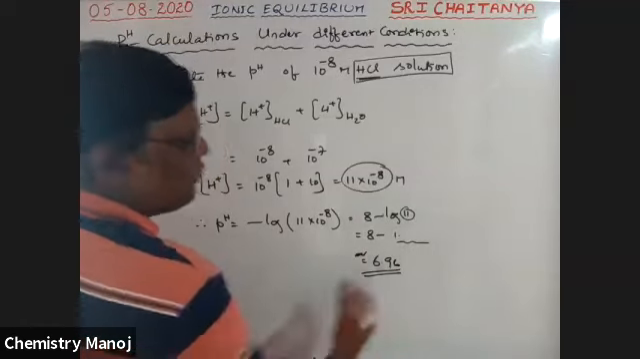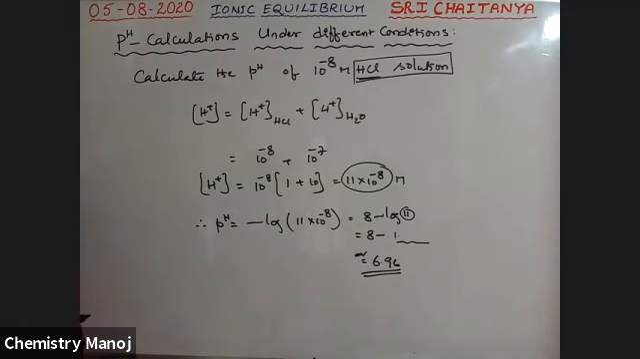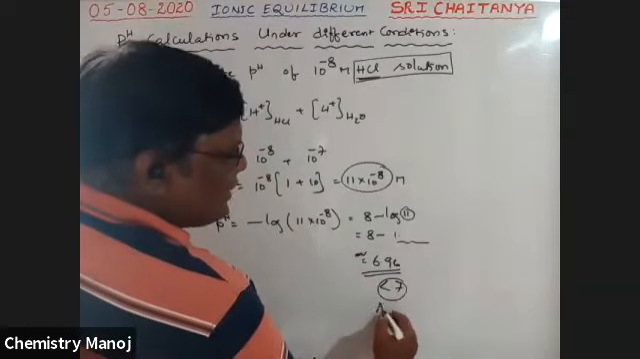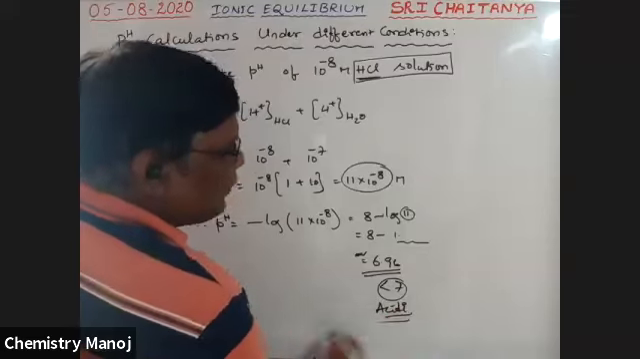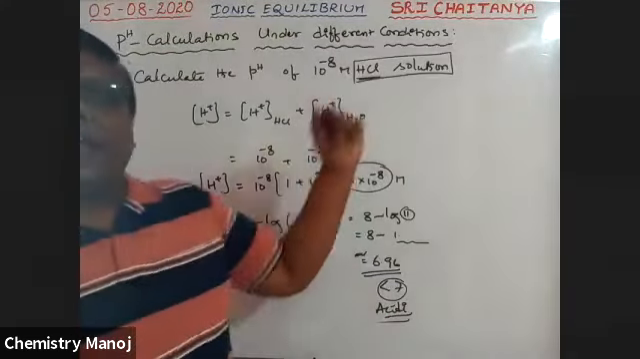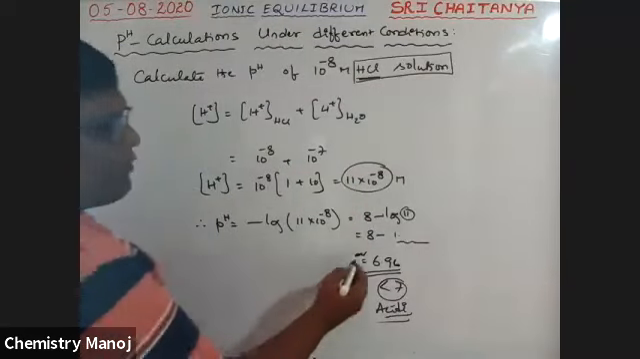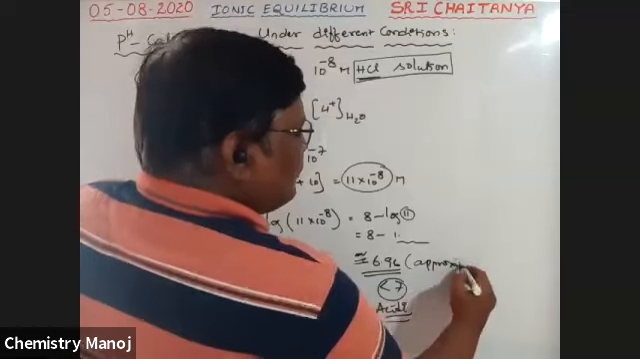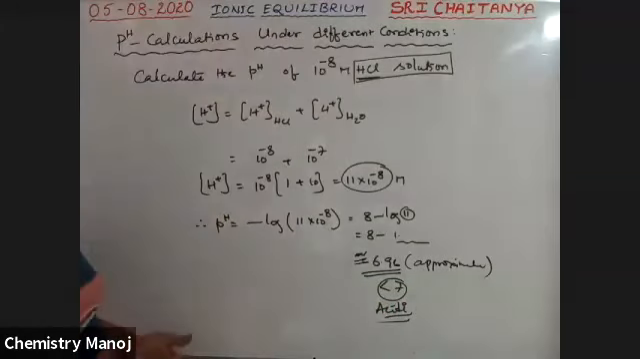So this is the way to calculate it. That means now the value is less than 7. It is acidic. That means it is a very dilute solution. It is an approximate value, my dear boys. If you consider the degree of dissociation also, that will give the exact value, but there is no need for that. So this is the way to calculate the problem.